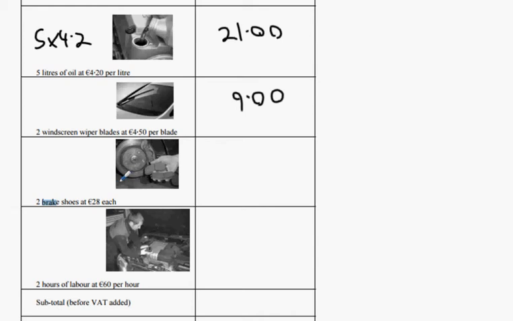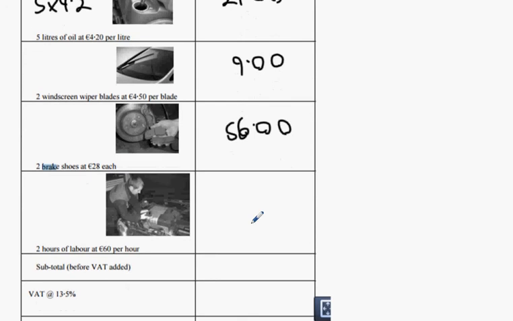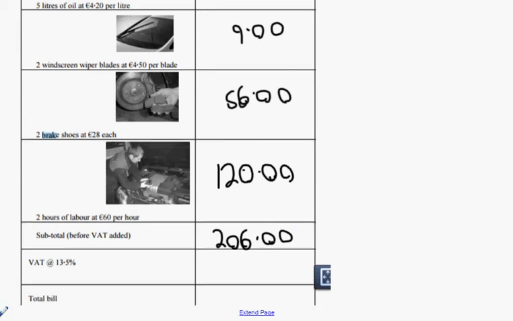2 multiplied by 28, 56 euro for the brakes. 2 multiplied by 60. Okay, grand total, I say subtotal. What is it? 206 euro. Now, the problem with this 206 euro is we're going to have to get 13.5% of it.